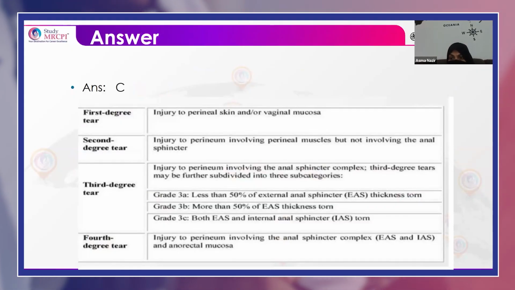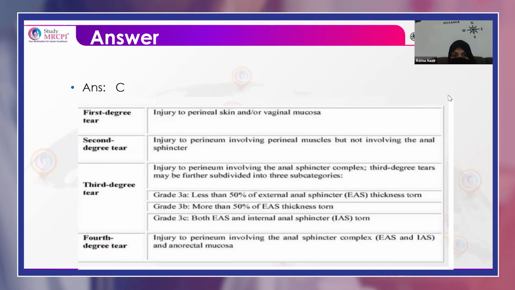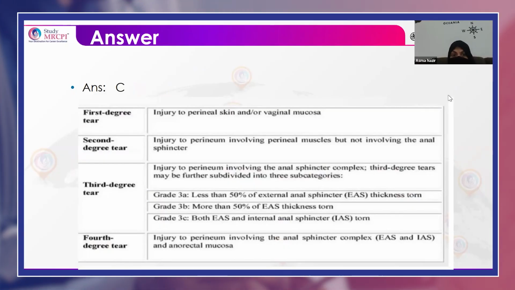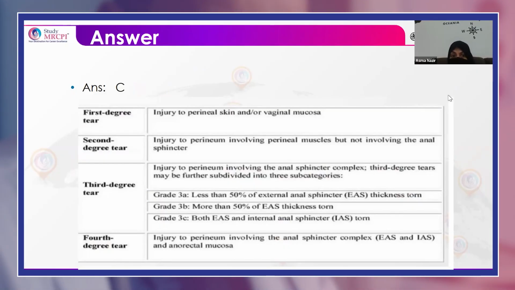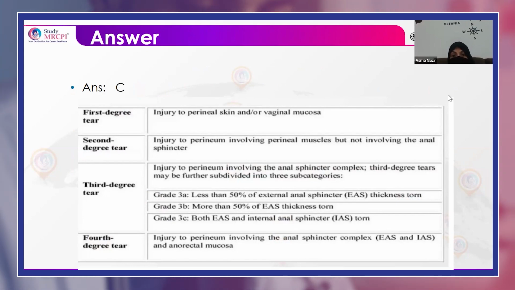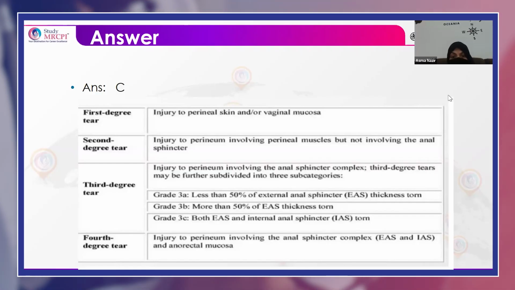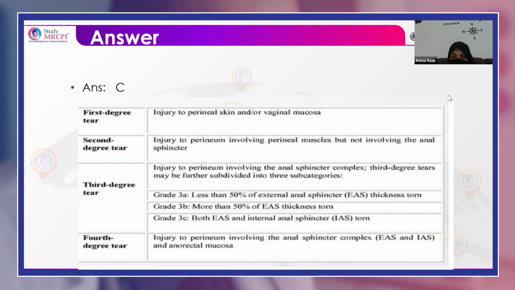This is the classification, and I pasted it here for quick review. First degree tear means injury to the perineal skin and the vaginal mucosa. Second degree tear is injury to the perineum involving the perineal muscles, but not the anal sphincters. In third degree tear, the anal sphincter complex is involved, and it is further classified into three categories, 3A, 3B, and 3C. In 3A, less than 50% of the external anal sphincter is involved. In 3B, more than 50% is torn. And in 3C, both external and internal anal sphincter are torn.